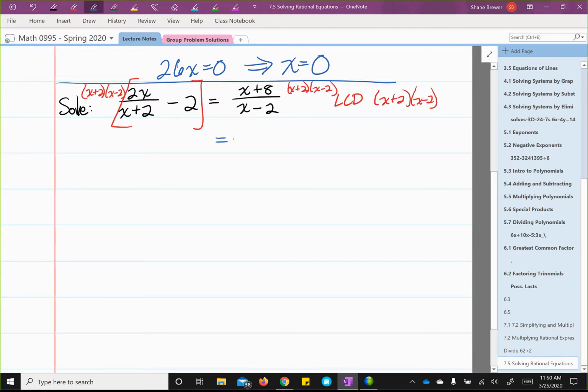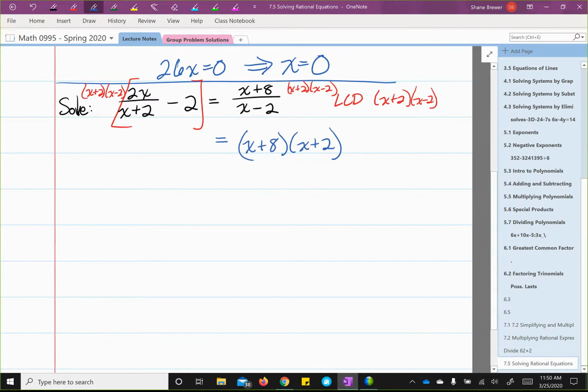Now, just notice when you multiply the right side, this x minus 2 and this x minus 2 are going to cancel. And so what you're left with, because one's on the top and one's on the bottom, is x plus 8 times x plus 2. All right? That's on the right side.